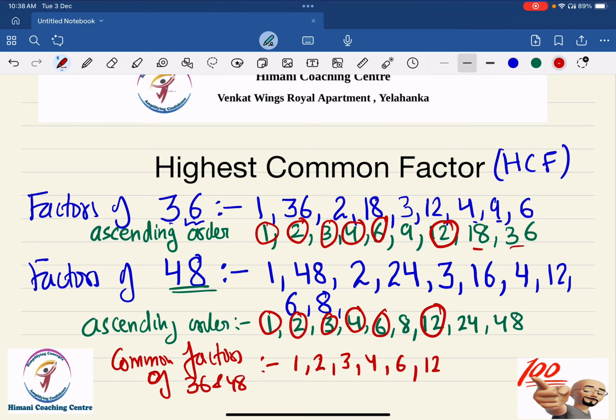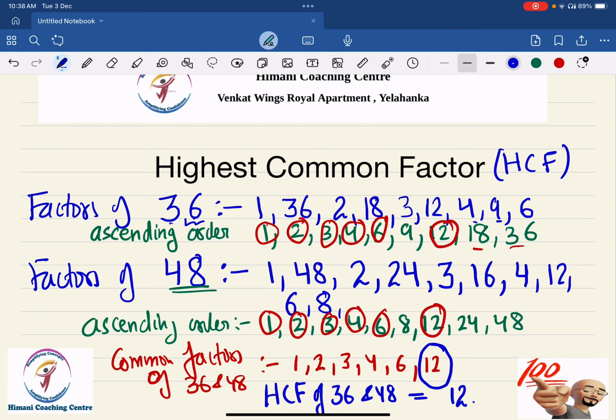Now what is our job? Find the highest common factor. So out of these numbers, kids, you tell me what is the highest? 12. So our answer for the HCF of 36 and 48 is 12.